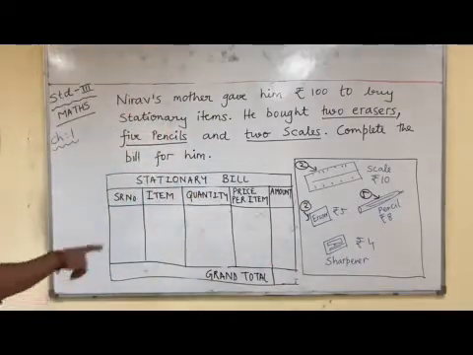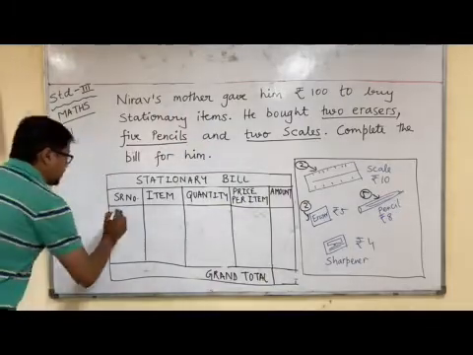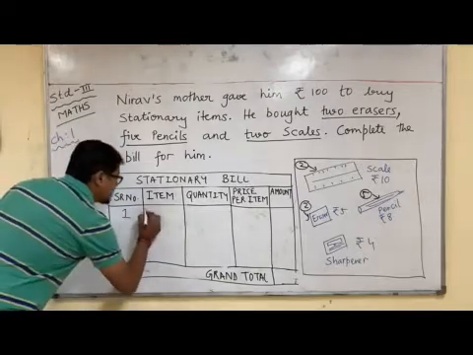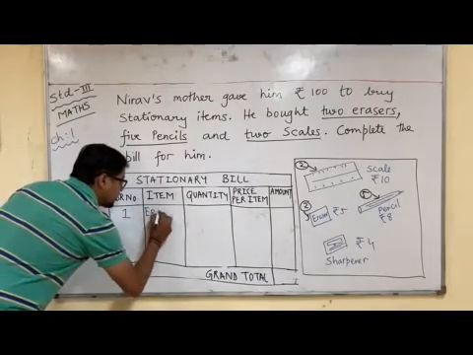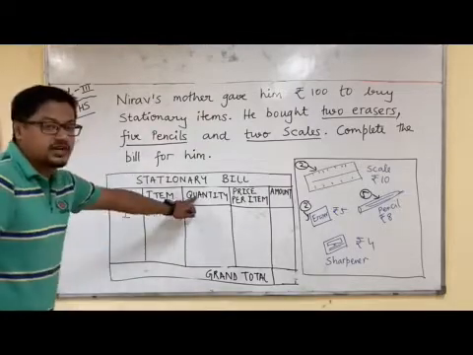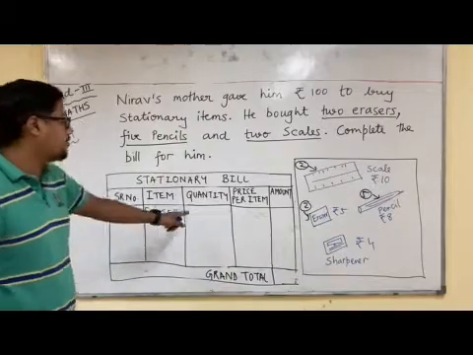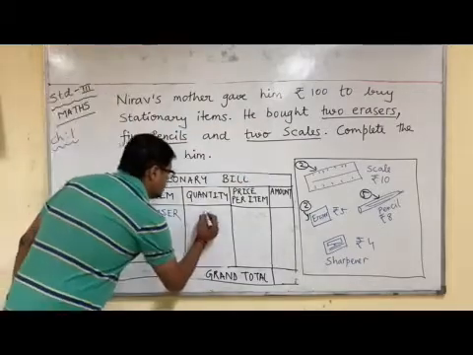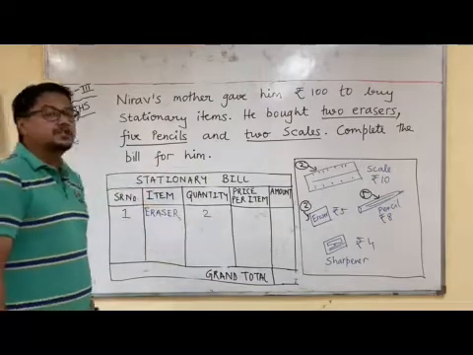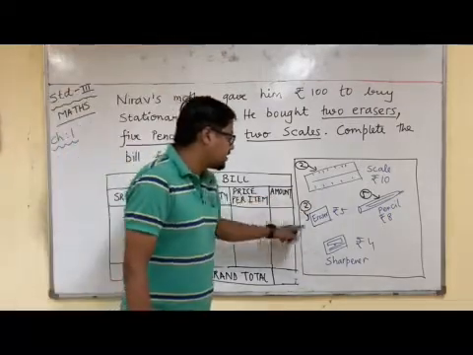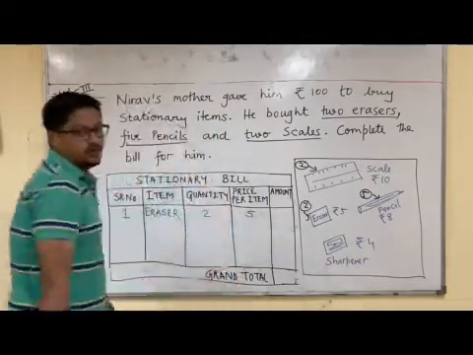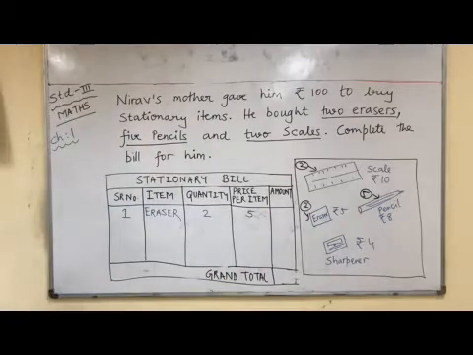So let us start. What is the first product? Eraser. So sir will put serial number 1. What is the item name, students? It is eraser. Correct? How many erasers? Quantity means how many we purchased. We have written 2. What is the price per item? What is the cost of 1 eraser? Cost of 1 eraser is 5. We will do the amount later on.